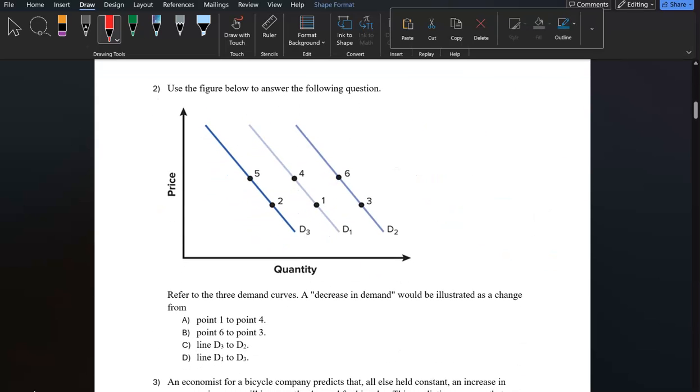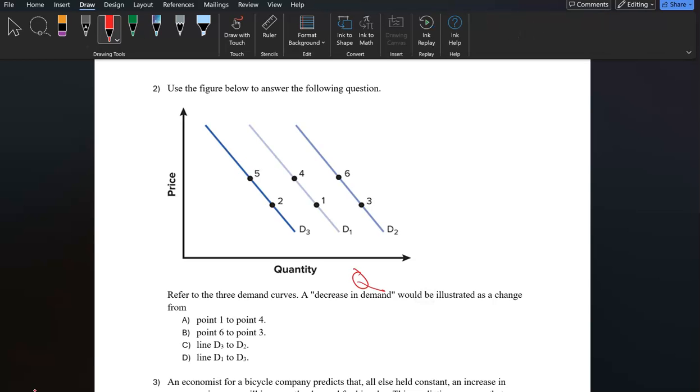Okay, the next question is a decrease in demand. See, we do not have the word quantity in this question. When we do not have the word quantity, that means the demand curve has shifted because there is a decrease in demand. That means it has shifted to the left. So my answer would be this one, D1 to D3. That's a decrease to the left.